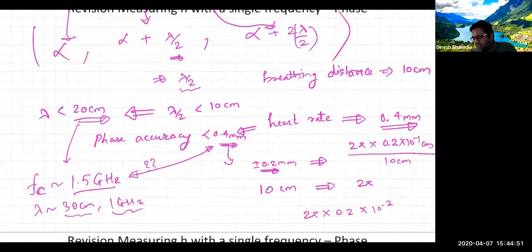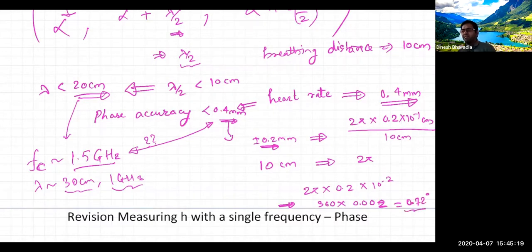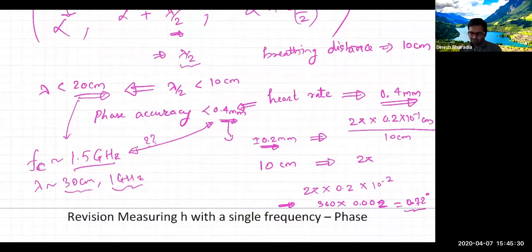To be clear, this is radians. So we can convert this into degrees. It's rather saying that I need to have 360 times 0.002 degree accuracy, okay? Everyone with me? This is equal to 0.72 degrees, okay? Everyone following? Yes. Okay, good. So I have resolution.